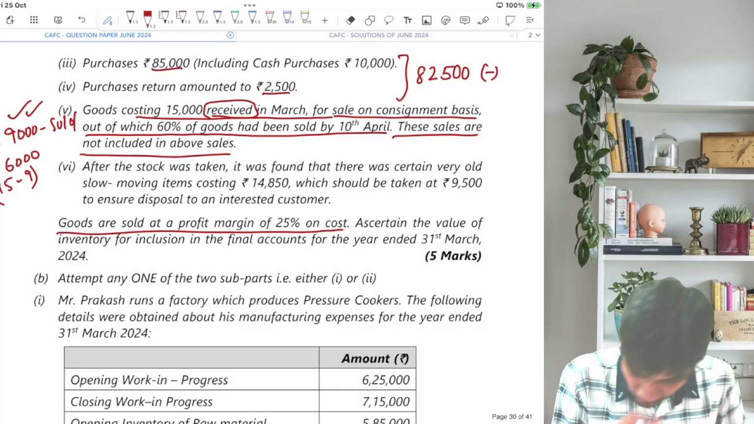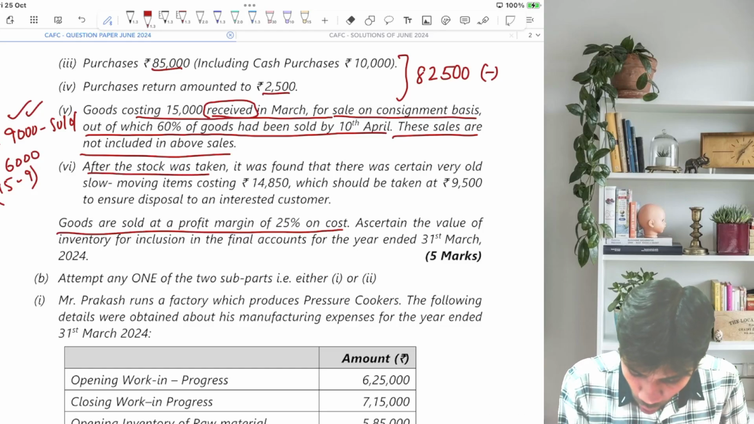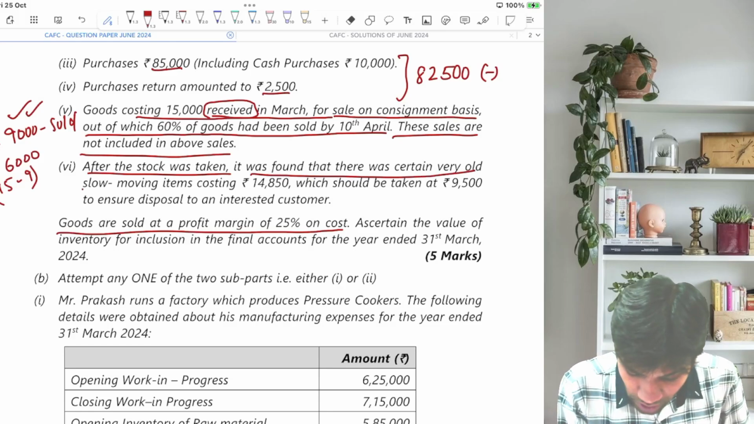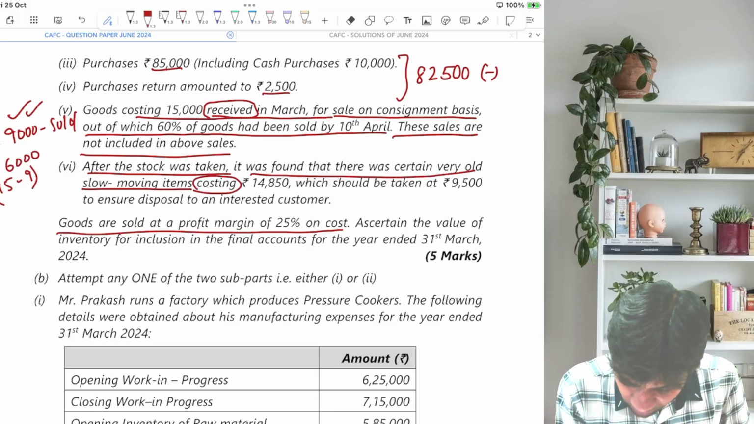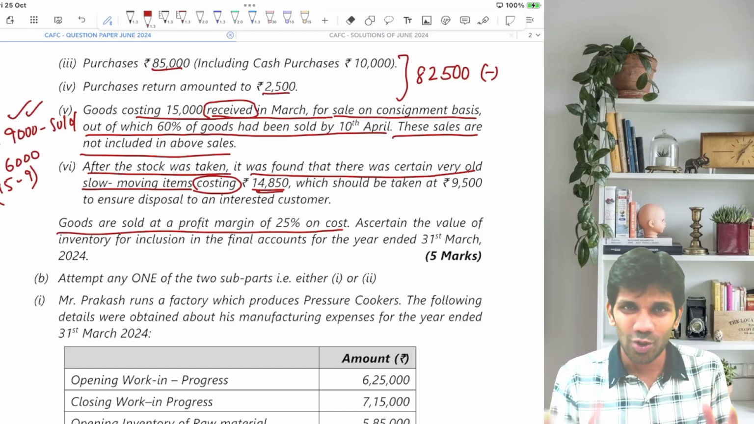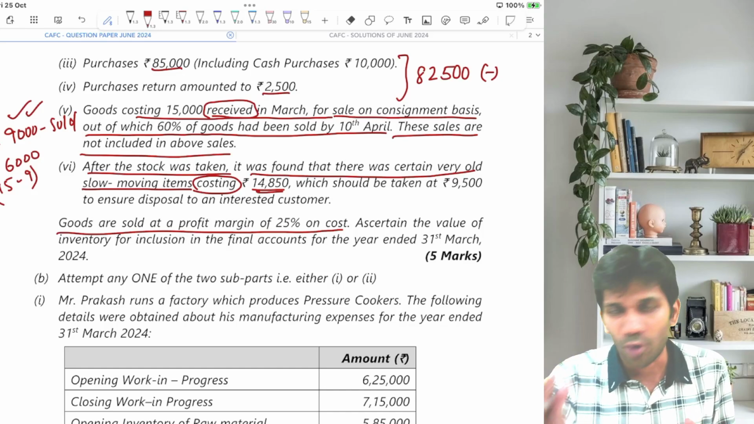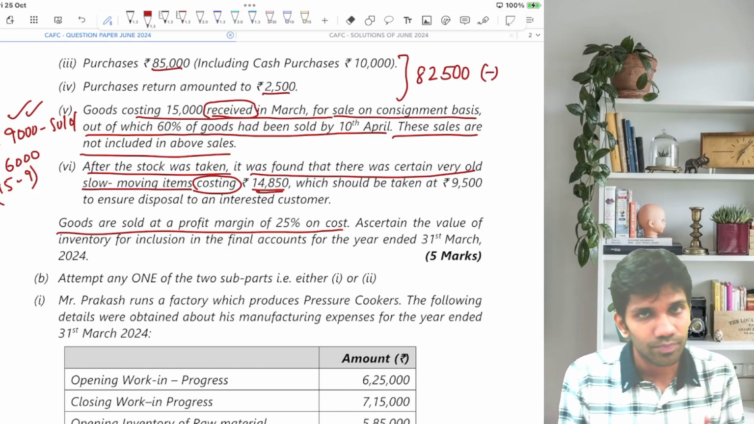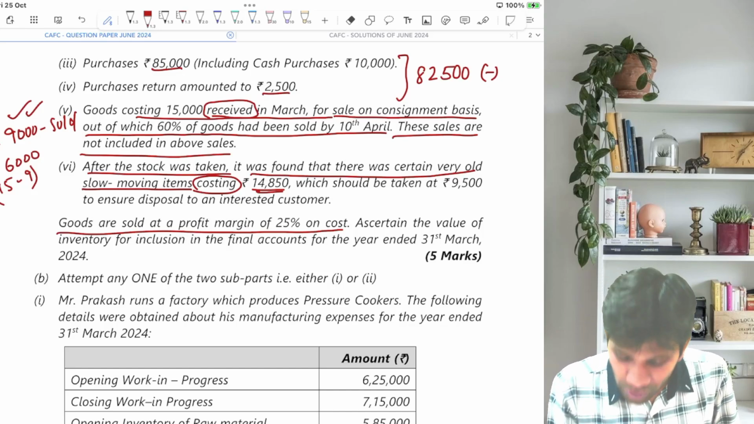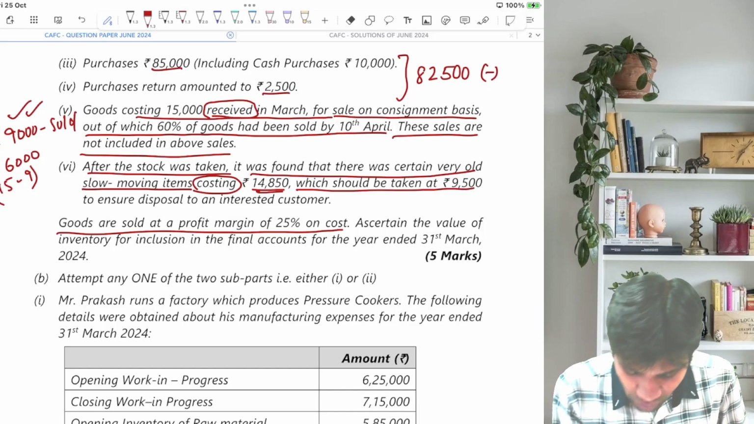And one more adjustment is there. After the stock taking was done, means after 10th April, it was found that there were certain very old slow moving items costing 14,850. Certain slow old moving items. Slow means they are not sold at a proper price. They are sold below selling price. Old moving item is outdated, out of fashion items whose cost price was 14,850, which should be taken at 9,500.